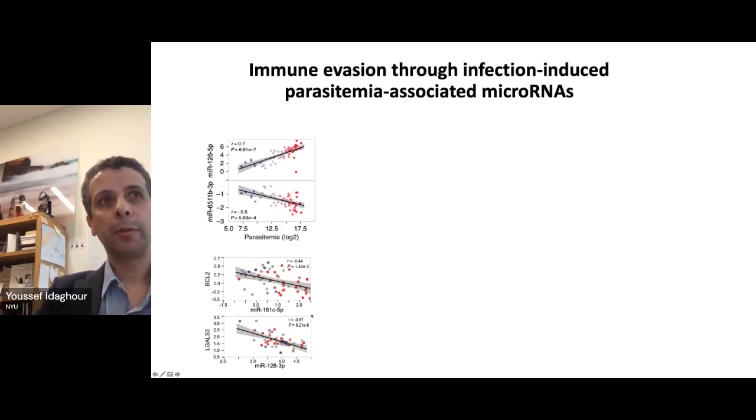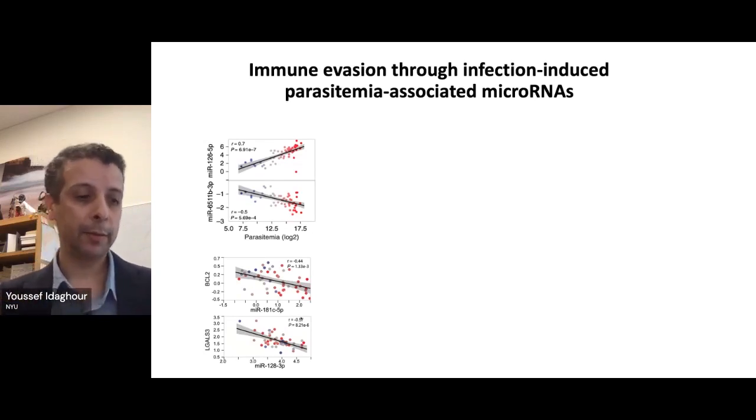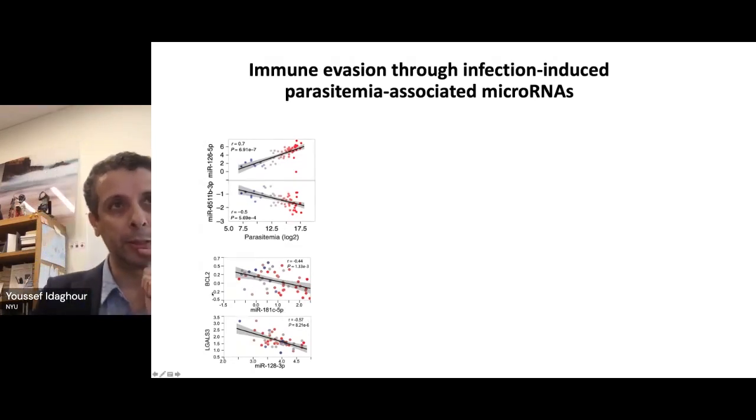And because these pairs of microRNA and messenger RNA, some of them have actually been functionally validated as being targets and not just predicted using computational methods, that was our focus. And the most interesting gene that we discovered is BCL2, which is an anti-apoptotic gene.